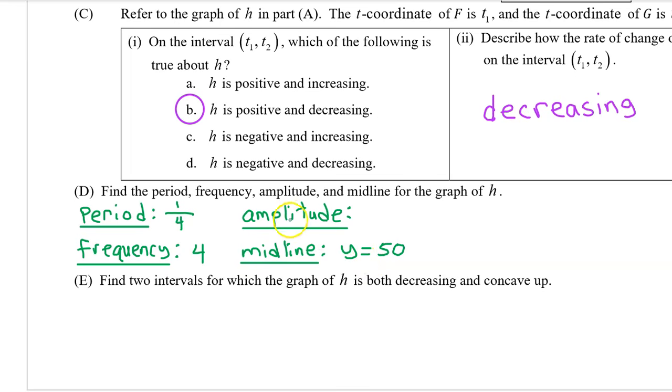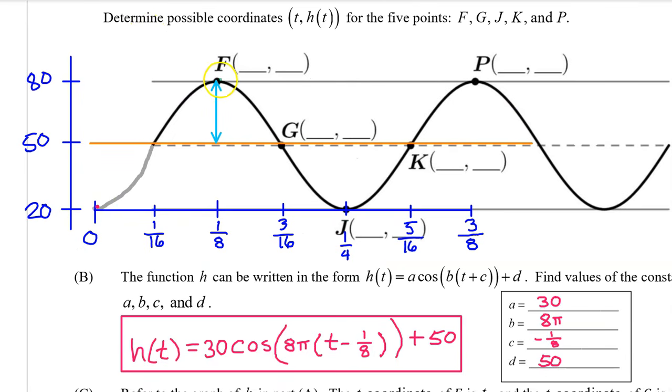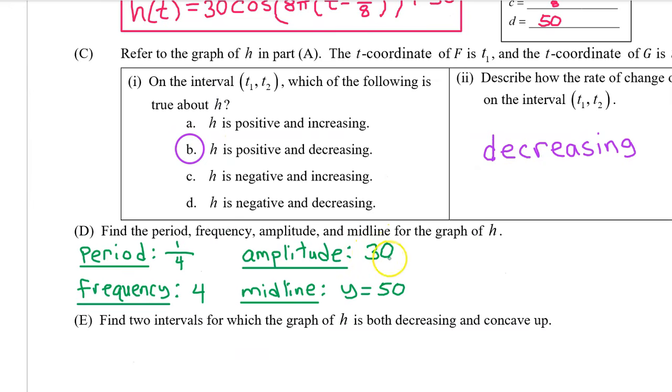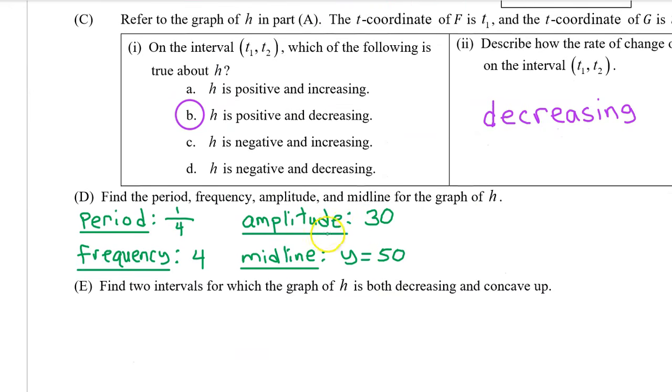What about the amplitude? The amplitude is the difference between the highest value and the midline. 80 minus 50 is 30. So the amplitude is 30. Remember, the amplitude is always positive. Part E. Find two intervals for which the graph of h is both decreasing and concave up.